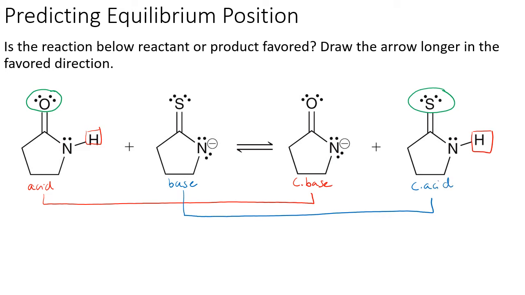So in order to predict the direction of the favored equilibrium and draw the arrow longer in the favored direction, we have to be able to figure out which acid is going to be stronger and which acid is going to be weaker. We could do the same analysis with bases, but we've been primarily looking at structural differences for figuring out acid strength.